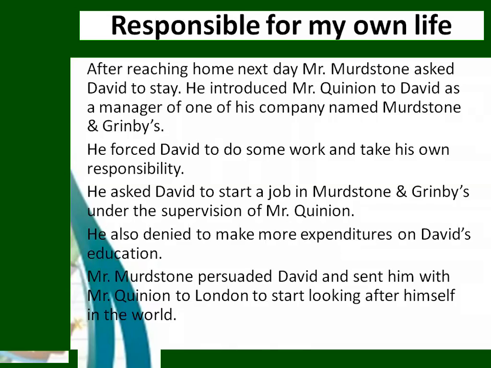Mr. Murdstone persuaded David and sent him with Mr. Quinion. He was forcefully sent to London to start looking after himself in the world. Now he was totally dependent on his own self to learn and to earn for himself and to find his own way in the world.